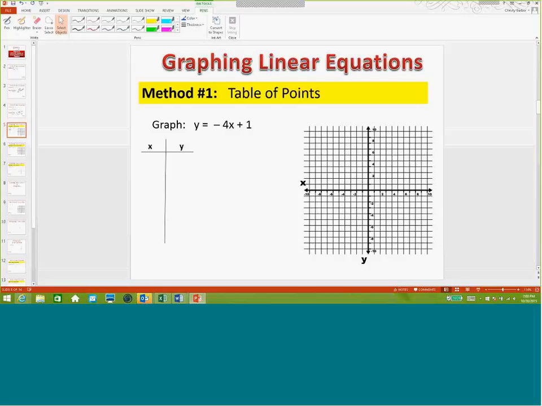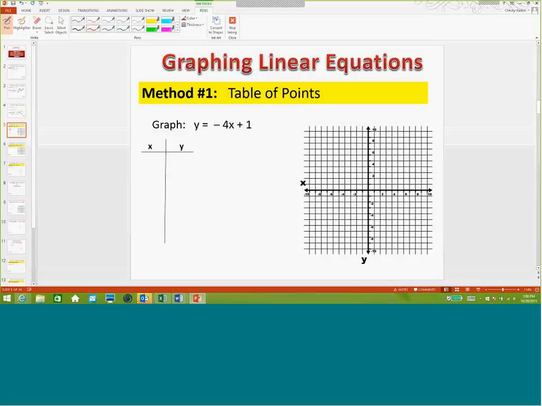We're going to talk about how we graph linear equations given a certain algebraic equation for a line, okay? And the first method is by completing a table of points. Now, I get questions all the time. Okay, I can complete a table if you give me x values. Well, sometimes you'll be given x values.